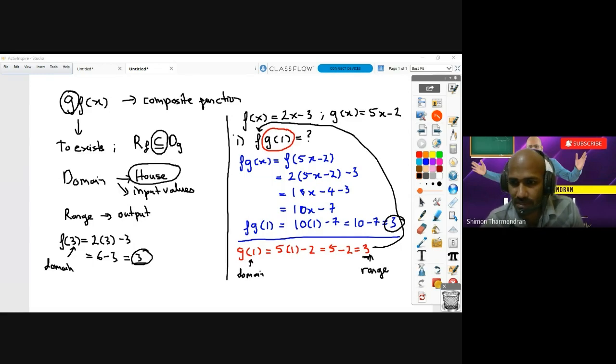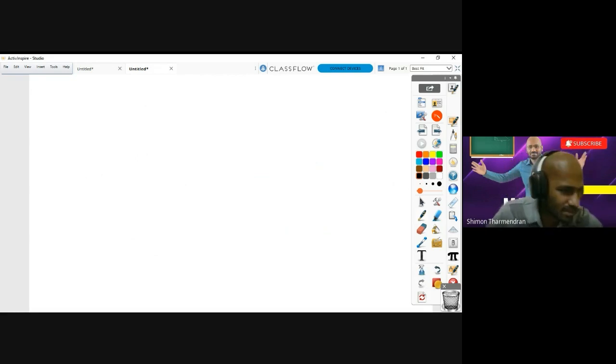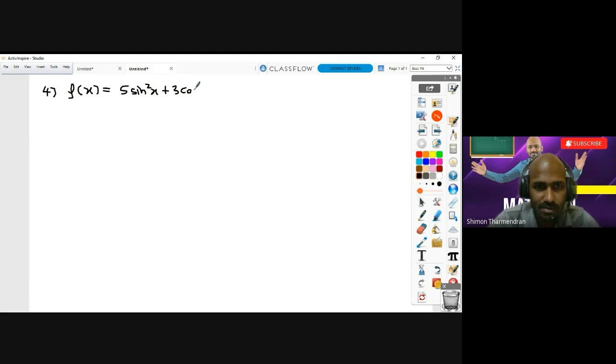So I'm going to clear the page up here, and we're going to go into trigonometric functions. This is another topic a lot of Form 5 students, I'm not pinpointing everybody, but people struggle with identities, proving identities, in Form 5. So we start off here with number 4. We already see there are some identities involved over here. We've got f(x) equals 5 sine squared x plus 3 cos squared x over here.